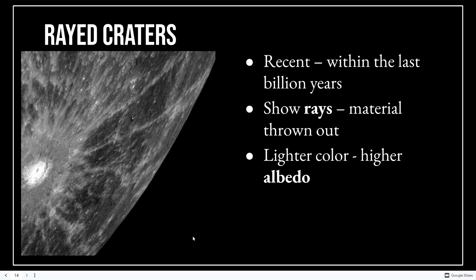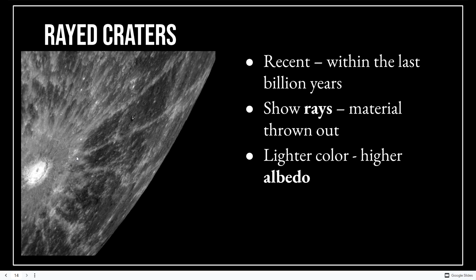Rayed craters. So you can see this one a lot more clearly than in the previous picture. You've got the crater here, you've got the ejecta field here, and then you have all of these rays coming off, all of these streaks coming off. It almost looks like somebody tried to draw a sun right there. So these are going to be recent impacts within the last billion years.